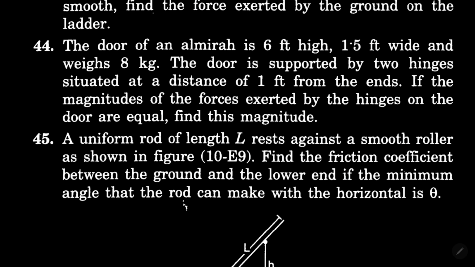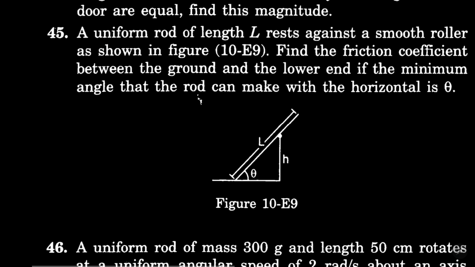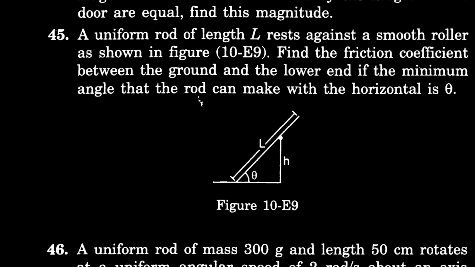In question 45, we have a uniform rod of length L which rests against a smooth roller as shown. We need to find the frictional coefficient between the ground and the lower end if the minimum angle that the rod can make with the horizontal is theta. Solution 45.